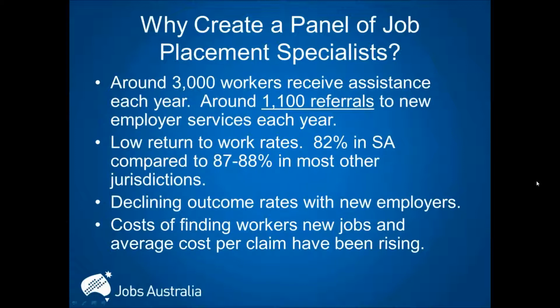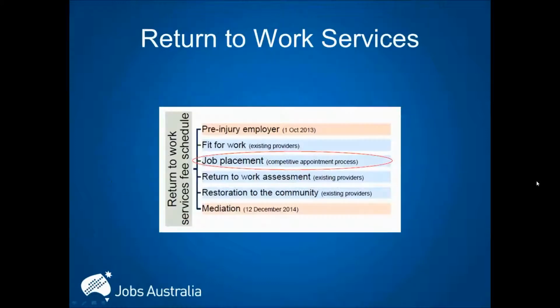So the costs of finding workers new jobs and the average costs per claim have been rising. So there's real concerns that the system is too costly, and it makes a lot of financial sense, I think, for WorkCoverSA if people go back to work and they're no longer on income maintenance, which is payment that they get after they get injured and they're not able to work. So the idea is that they want to create this new panel of job placement experts in order to get better employment outcomes for the injured workers.